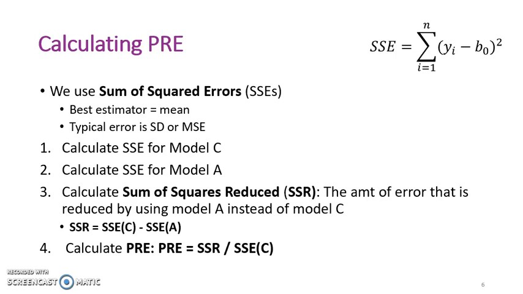The sum of squares reduced is simply the difference between the sum of squared errors for model C and for model A. Once we have calculated the sum of squares reduced, we can formally calculate PRE, which is the sum of squares reduced divided by the sum of squared errors for model C. Conceptually, this is the proportion of model C's error that is eliminated by adding the additional predictors that we added to model A.